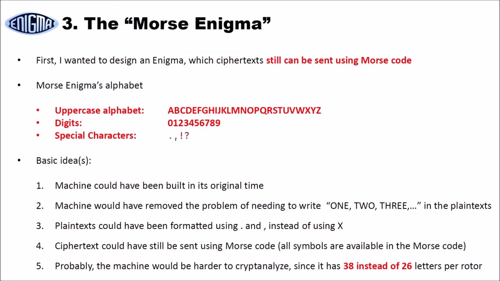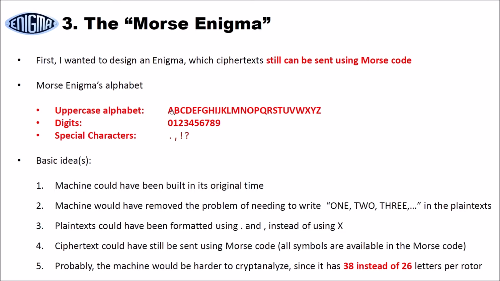Now let's have a look at the first Enigma machine, or virtual Enigma machine, that I implemented. And that machine I called the Morse Enigma. Why did I call this the Morse Enigma? First, I wanted to design an Enigma machine whose ciphertext can still be sent using Morse code. Remember, the Enigma machine was used to encrypt letters during wartime, and then the ciphertexts were sent using Morse code. And I thought, would it be possible to create such a machine that can also be used to create texts that can be sent via Morse code? And that's why I defined the Enigma alphabet like this.